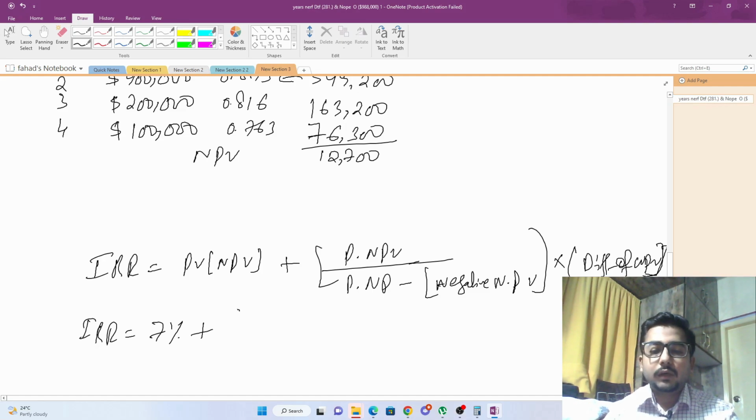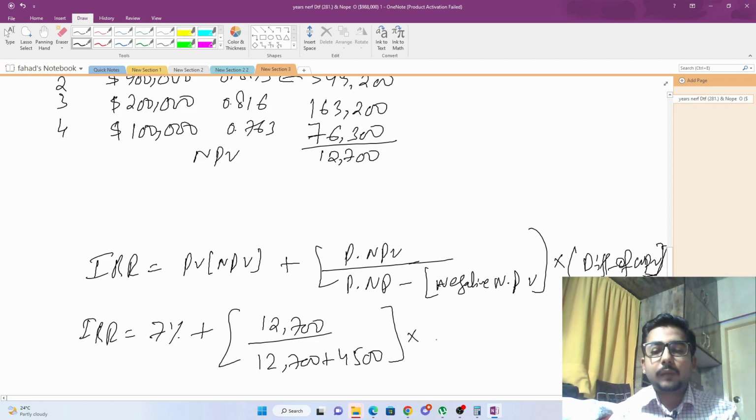So what I'll do, I'll just write it down. I've got the positive NPV rate of 7%, plus the positive NPV which is 12,700, divided by the positive NPV which is 12,700 plus 4,500 which is the negative NPV, multiplied by 1% which is the difference. So I'll get an IRR of, I guess, 7 point something. I don't remember it. If you calculate it, 7.74% I guess is the IRR. 7.7 was the IRR which I calculated.